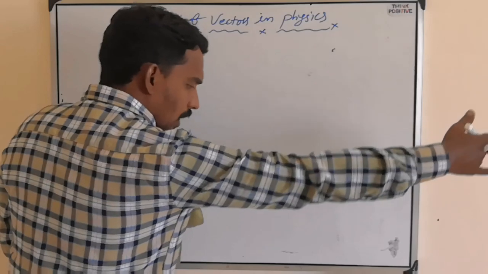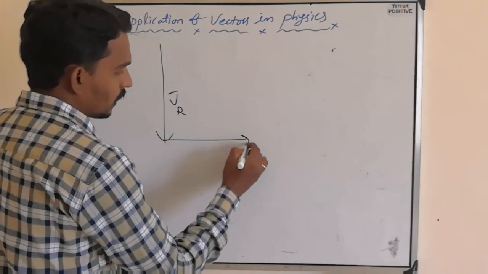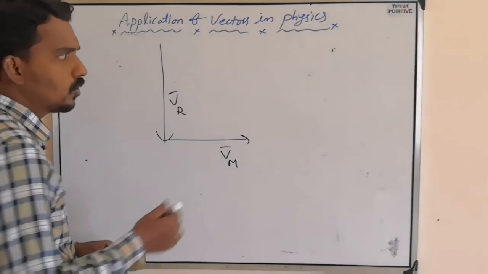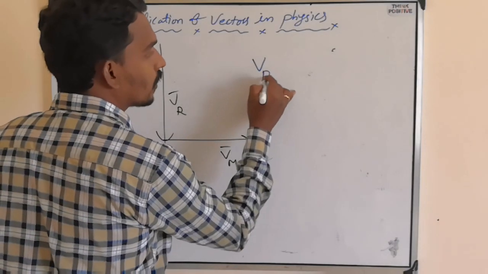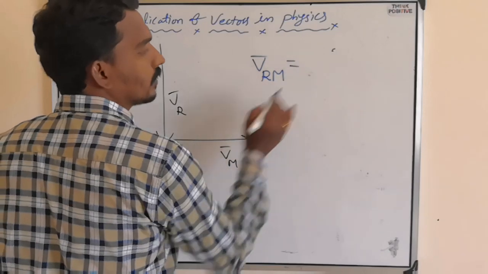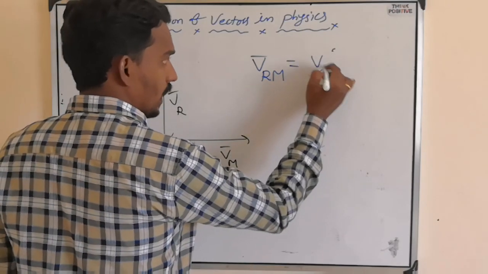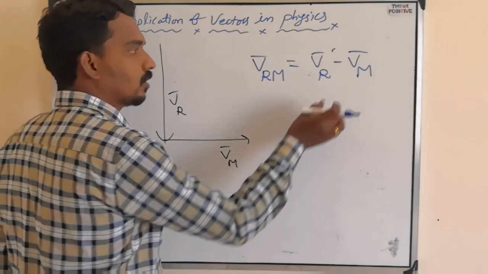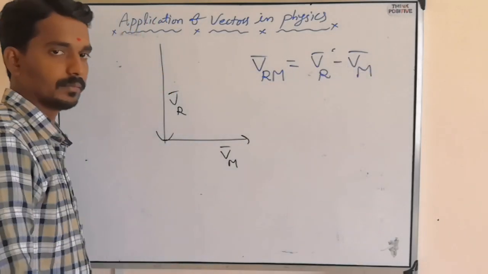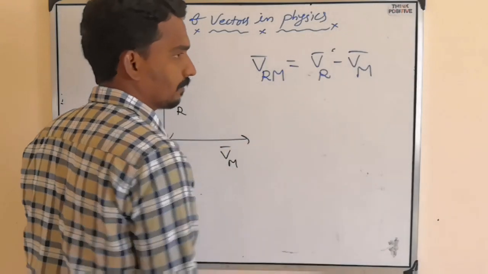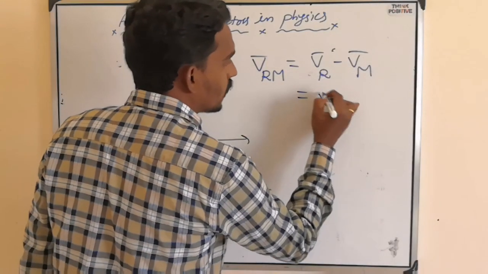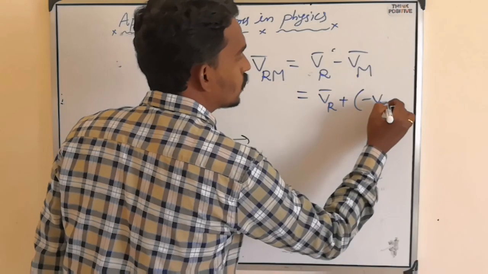Now you may move forward or back. Suppose you are moving like this. Velocity of man. Now you have to find the velocity of rain with respect to man. With respect to man means you have to subtract the man's velocity. So VR minus Vm. This is nothing but VR plus minus Vm.